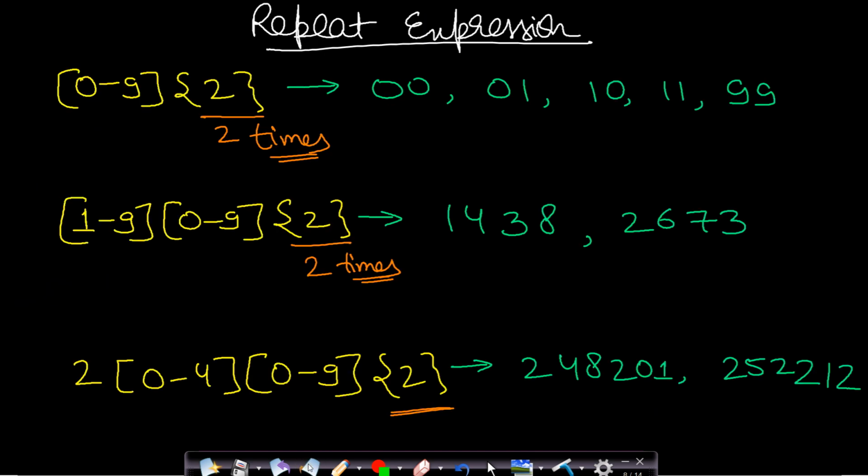Let us now look at how we repeat an expression a given number of times. So this is basically indicating one digit. This you might have guessed by now. So the digit can range from 0 to 9. Let us say you want to repeat the digit a given number of times. In this case I will repeat it 2 times.